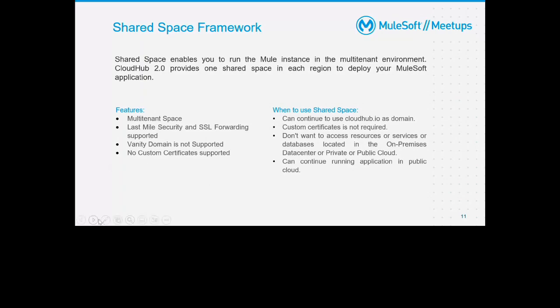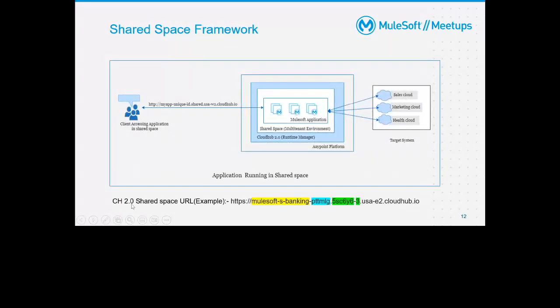Now we'll see the architecture diagram for the shared space framework. Our main application is getting deployed on the shared space itself. That is a multi-tenant environment. Multi-tenant means any other business group, any other clients, can also deploy on that shared space. This is not your personal one, but if you have applied some policies, it will not get read by the other business groups. Still, it's multi-tenant, so it's like a rental space. This application is deployed on the shared space, and that shared space is available in CloudHub 2.